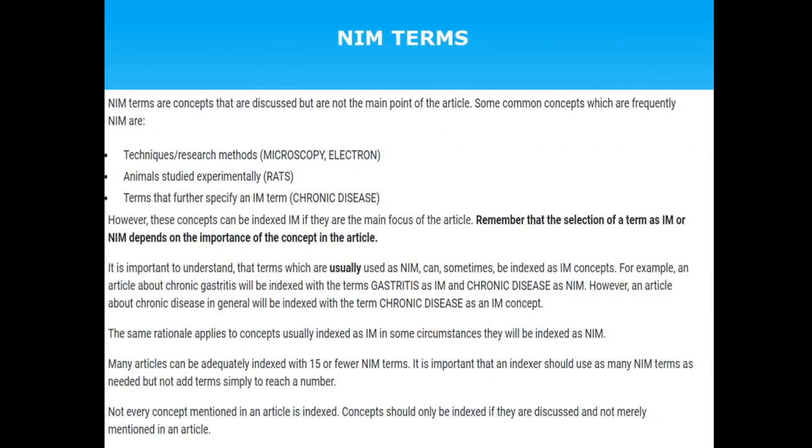So these are the common NIM. They represent techniques, methods, experimental studies of animals, etc. Again, the same condition applies. It can be changed vice versa also. Sometimes the frequently used NIM can be IM if it is the main point of the article. So always remember that the selection of a term as IM or NIM depends upon the importance of the concept in the article. So take the article in hand and identify the terms that represent the thought content, and then give weightage depending upon the main point, major point and minor point, right?